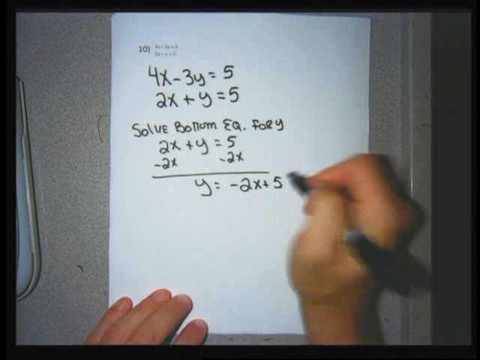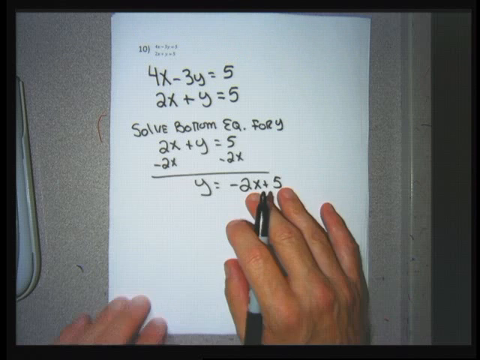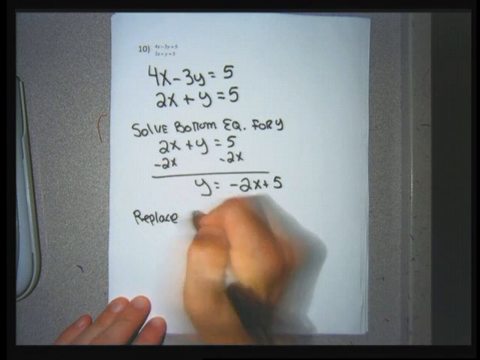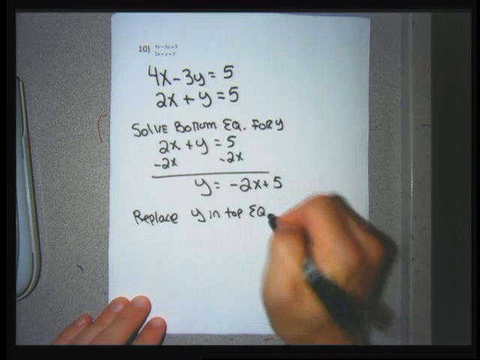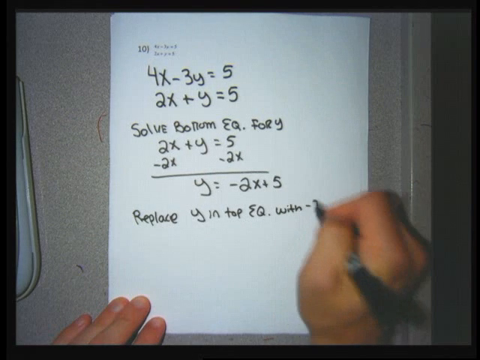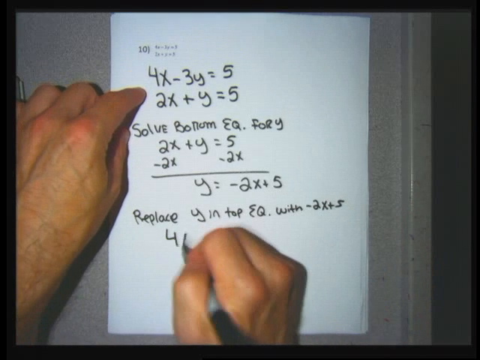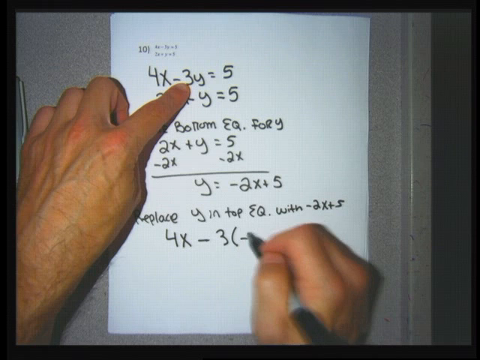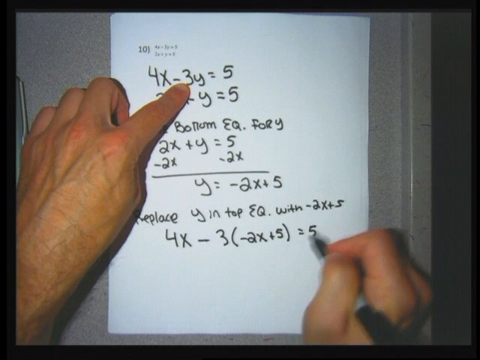Once you have an equation solved for a letter, you want to replace that equation into the opposite equation. So now I'm going to replace the y in the top equation, the equation I haven't used yet, with negative 2x plus 5. So I'm going to go to the top equation, which is 4x minus 3y, and in place of the y, I'm going to put a parentheses, and inside that parentheses, I'm going to put a negative 2x plus 5 equals 5.